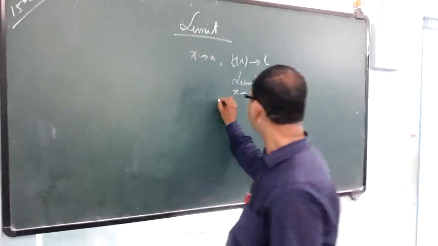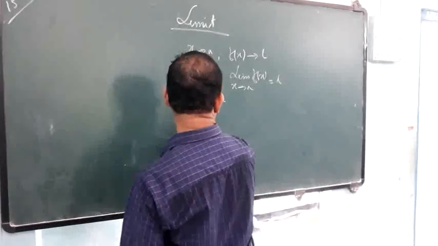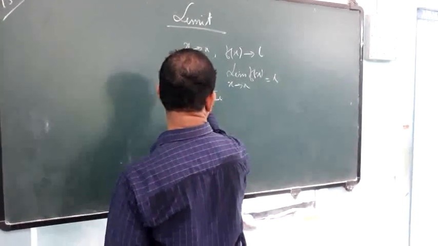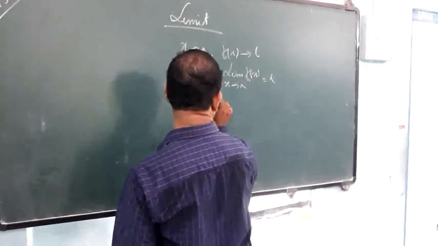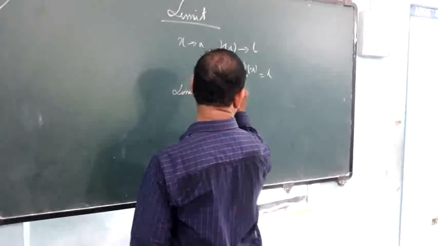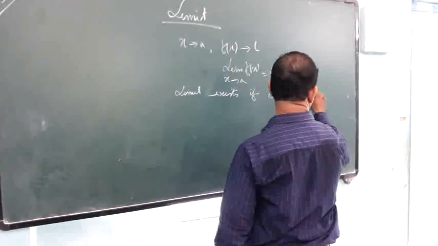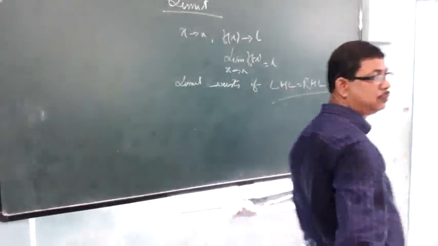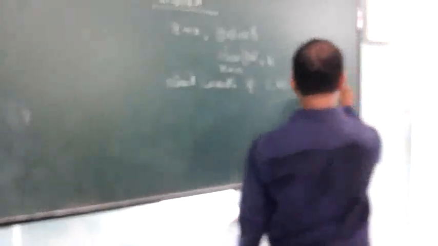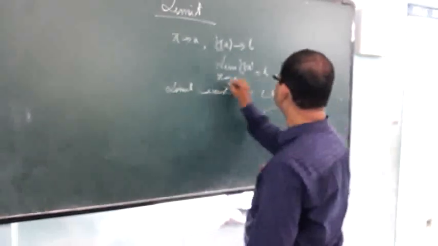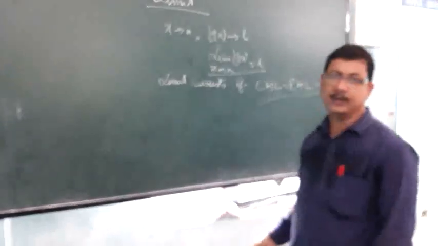And this limit will exist. Limit exists if LHL is equal to RHL. So that is our rule. If LHL is equal to RHL is equal to L, then we can say the limit of that one is L.